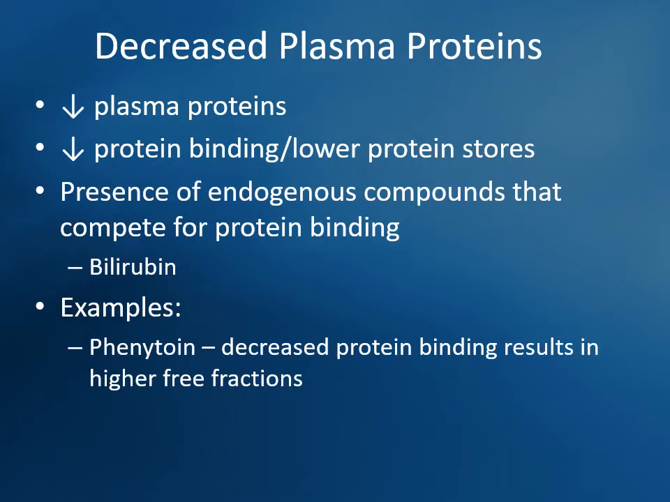Other things you can find: they're going to have decreased plasma proteins and decreased protein binding sites in a lot of cases, which can affect volume of distribution. Also, some drugs can compete with endogenous compounds like bilirubin. In fact, one drug you cannot give to a neonate is ceftriaxone.